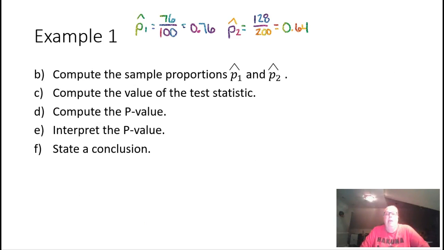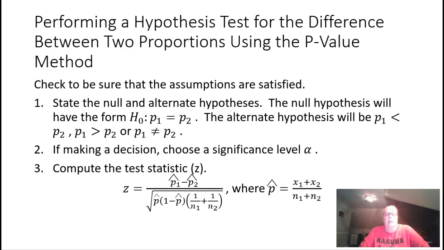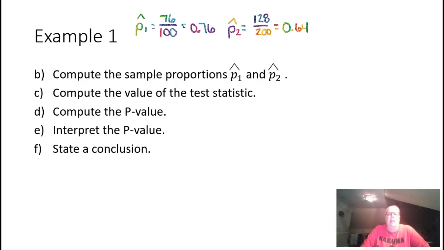Part C, the value of our test statistic. To find the test statistic, here's our formula for it. This looks extremely complicated, but really notice we're running a z-test. We're going to be looking at P1 hat minus P2 hat divided by, now this is just a plain old P hat, and here's my formula for it right here. This is the pooled proportion. So P hat times 1 minus P hat times 1 over N1 plus 1 over N2. All right, so let's see if we can get all that in there.